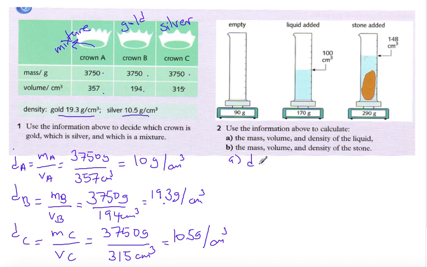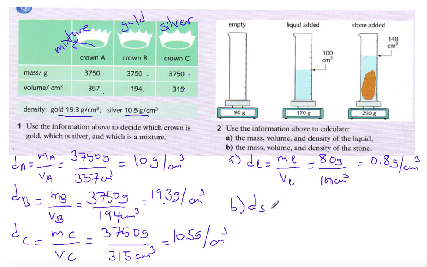So density of liquid equals mass of liquid out of volume of liquid. Mass of liquid is the difference between scales, which is 80 gram, out of the volume of liquid, given as 100 centimeter cube. So density of liquid is 0.8 gram out of centimeter cube. If you want to convert it to kilogram per meter cube, you multiply it with 1000.